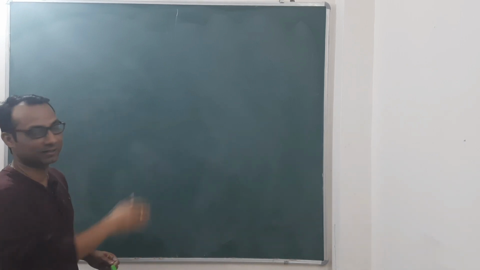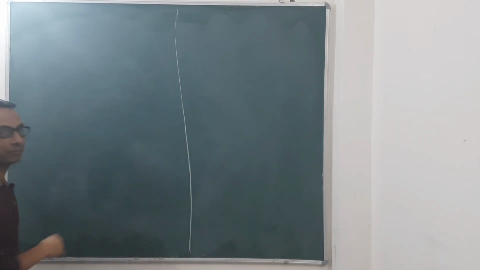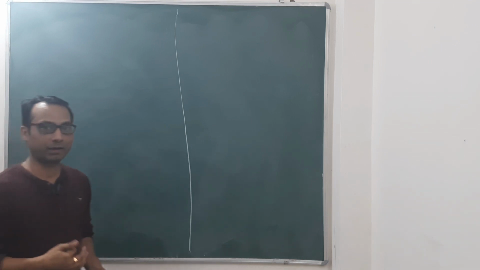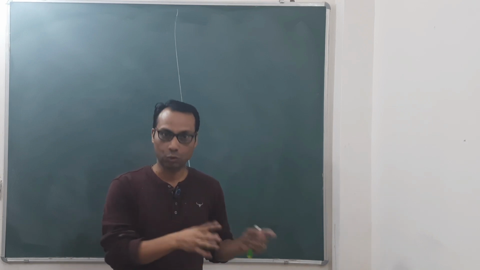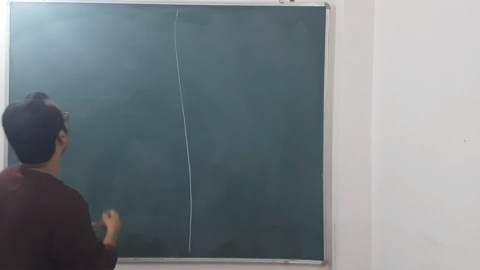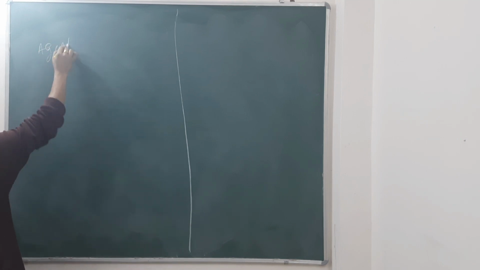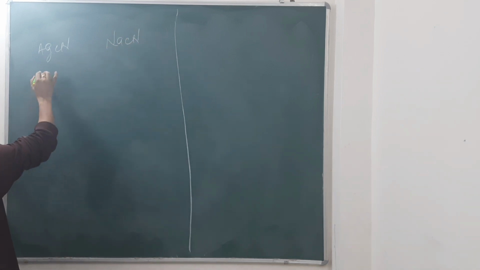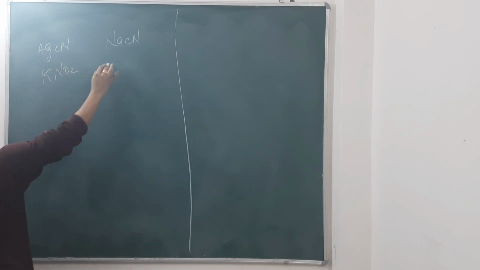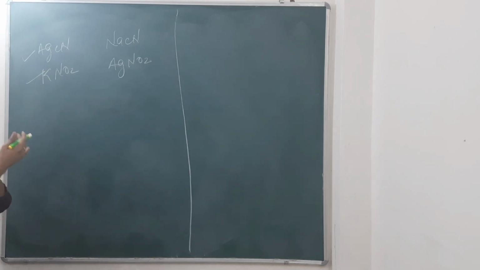Okay, so let's start. See students, here I write the ambident nucleophiles. Ambident nucleophile means those nucleophiles which have two donor sites. Two donor sites is called ambident nucleophile. So we have here one is AgCN, second is NaCN, and one is KNO2 and here is AgNO2, right? So we have these here, but others also can be possible.